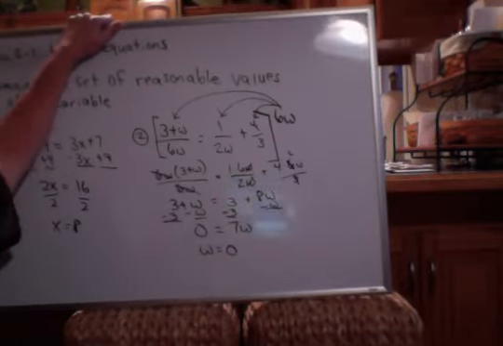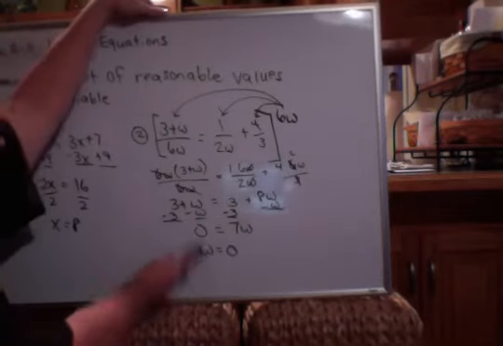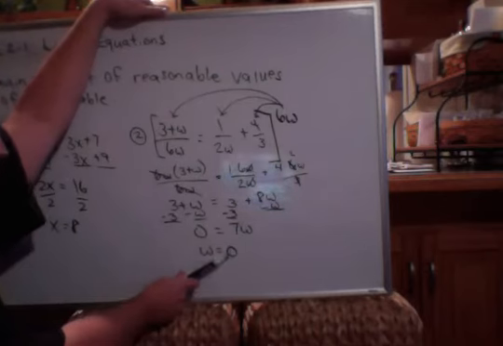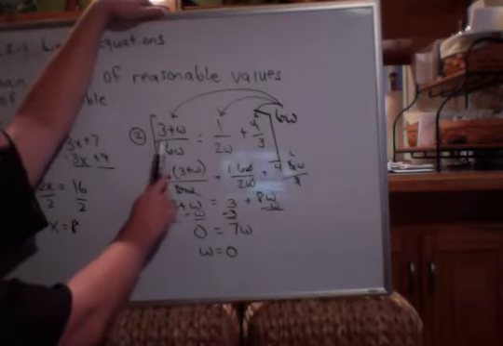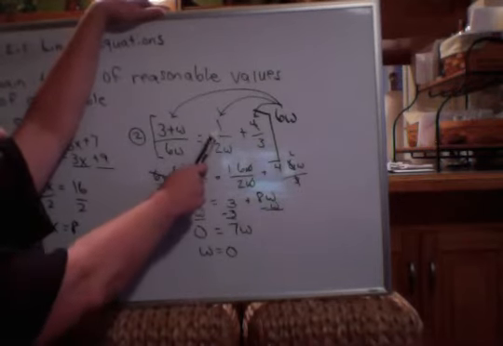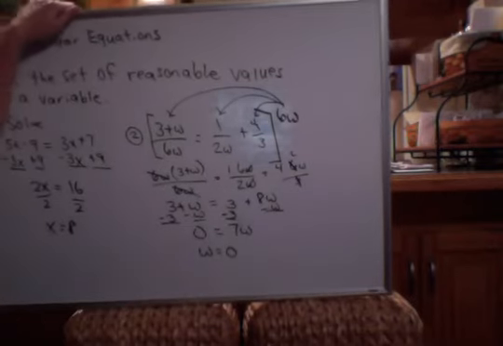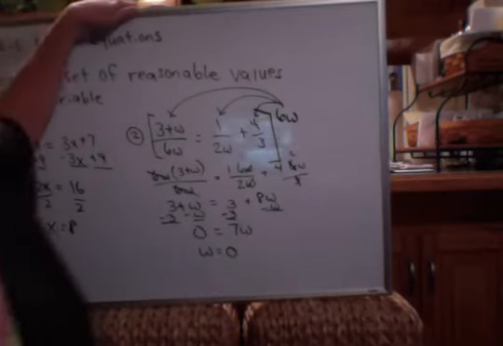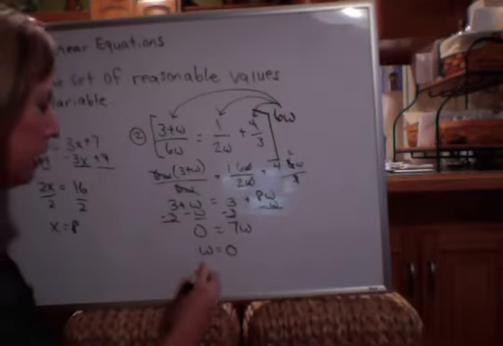Now, the problem with this, though, is again, we need to always check our answer in our original problem. If I were to put 0 in place of w in the original problem, I would end up with 3 divided by 0 on the left, and on the right I would end up with 1 divided by 0. And we know that anything divided by 0 is undefined, and so that's a bad thing. So we cannot have that. So this is actually not a solution.